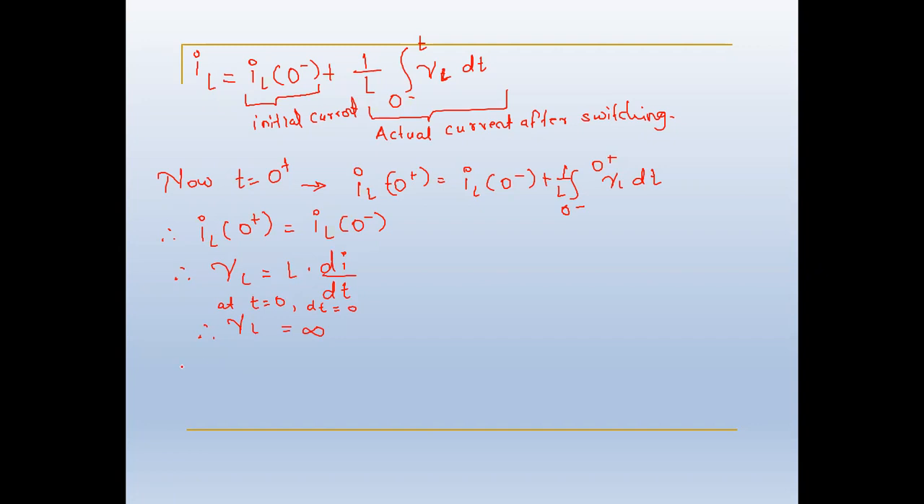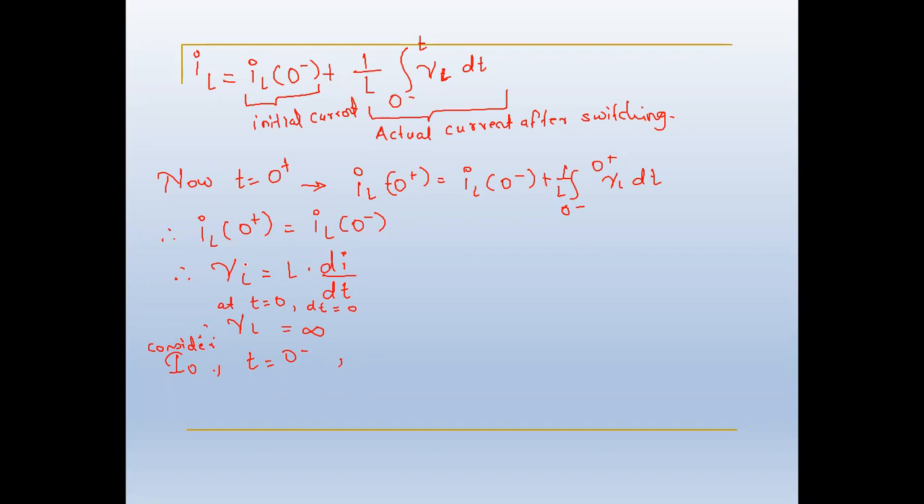Consider that there is one current known as I0, which is flowing through the inductor at t is equal to 0 minus, that means just before the switching. So since the current through the inductor cannot change instantaneously, the current at t is equal to 0 plus will be the same as before switching. Are you getting my point? Current before switching will remain the same as the current after switching.